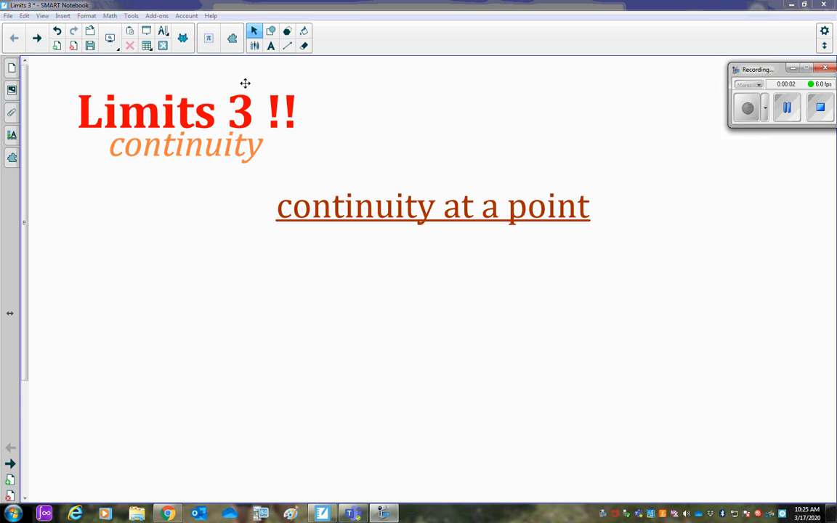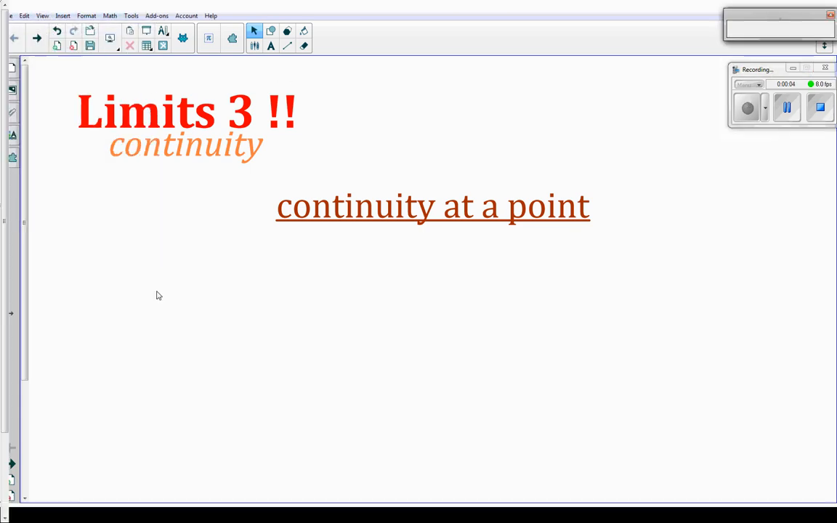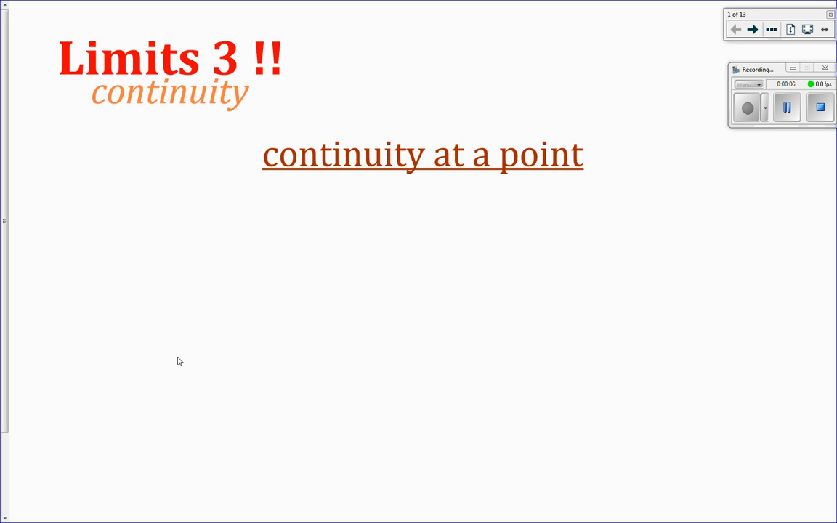Hello, we're back. We're looking at one more idea in our limits section, specifically continuity, which we have talked about before. We're just going to give it a little bit more today. So we're going to start by talking about continuity at a point, both interior and exterior. I'm going to start by drawing a picture.